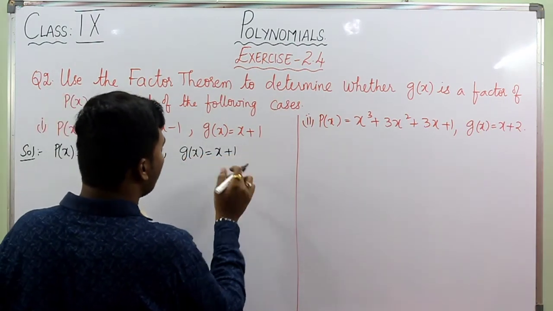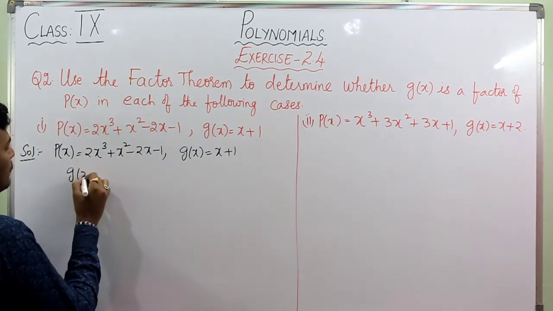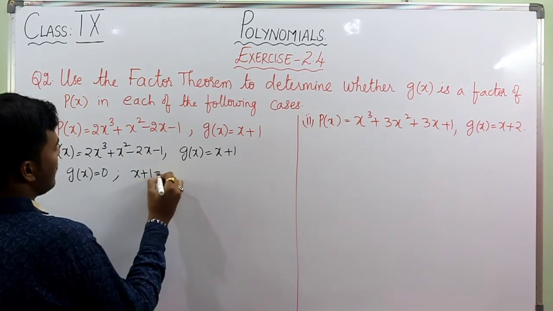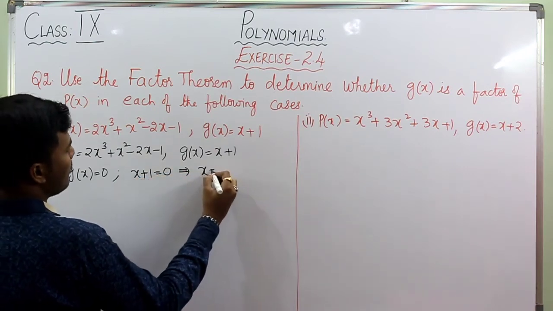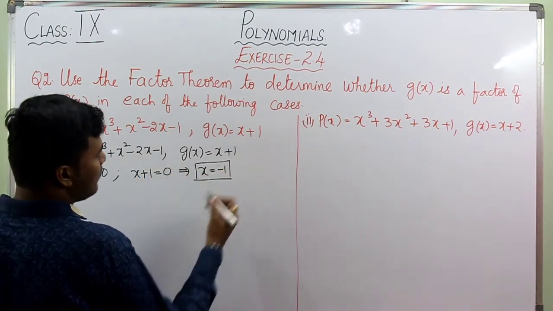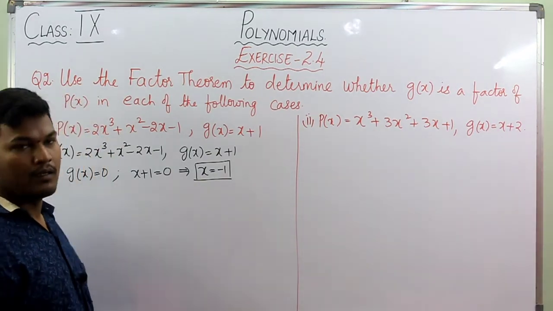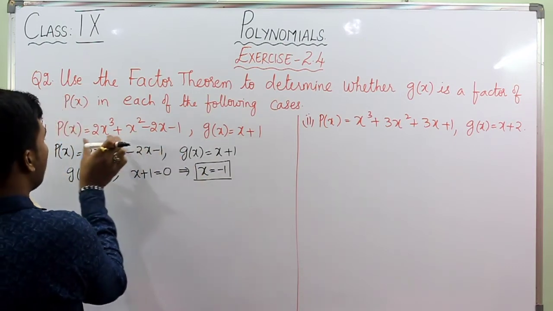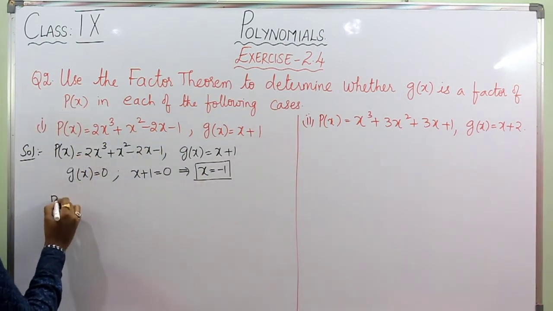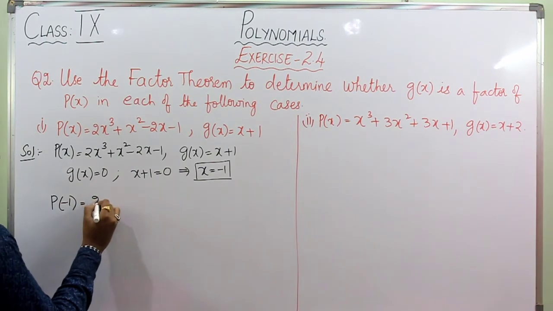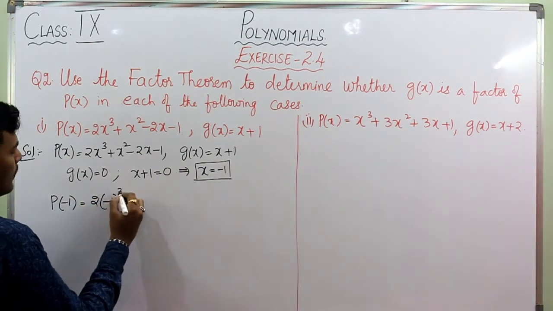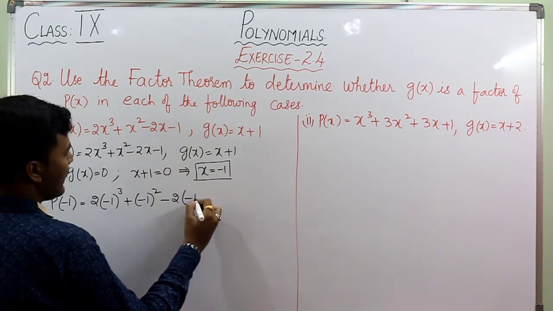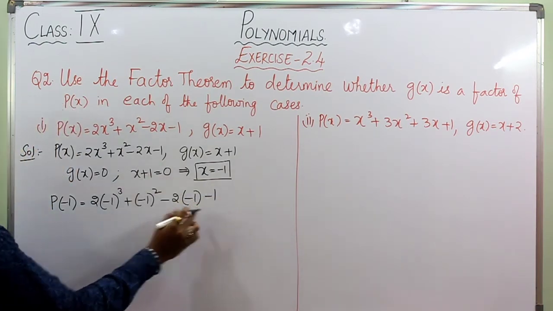So what we should do is equate this g of x value to 0. Then it will become x plus 1 is equal to 0. From that, x will be equal to minus 1. We got the x value as minus 1. Now this x equal to minus 1 should be substituted in this p of x. Then it will become p of minus 1 is equal to 2 into (minus 1) whole cube plus (minus 1) whole square minus 2 into (minus 1) and minus 1 as it is.